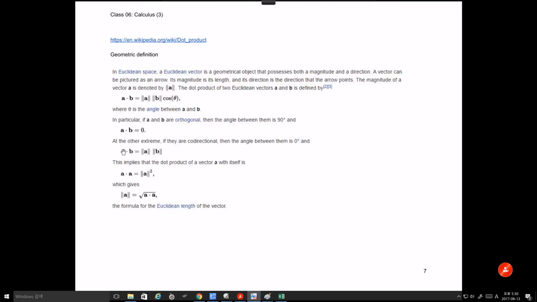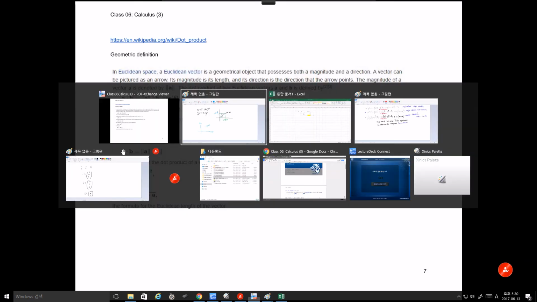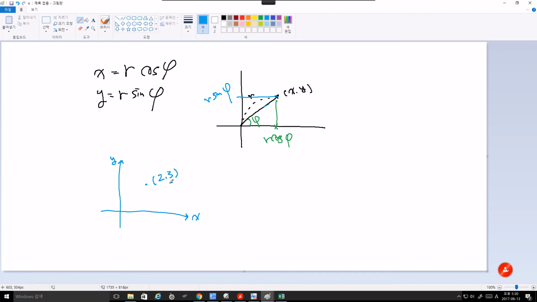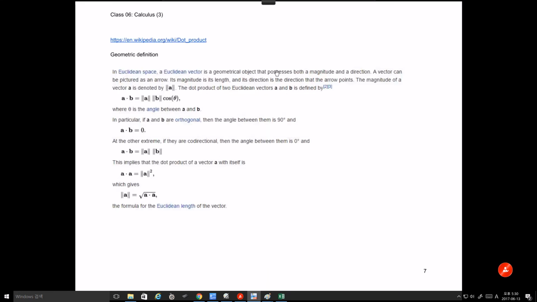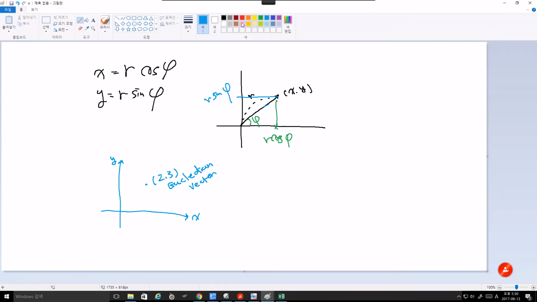Then here the Euclidean vector is a geometric object with both magnitude and direction. So magnitude is the distance from 0 to this point, and the direction is this one. So we have an arrow. Magnitude is the length of this arrow, and direction is the direction of the arrow. So a Euclidean vector has length and direction.